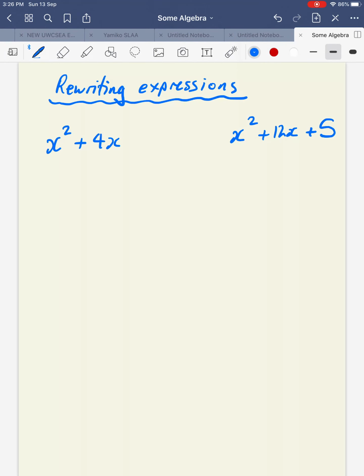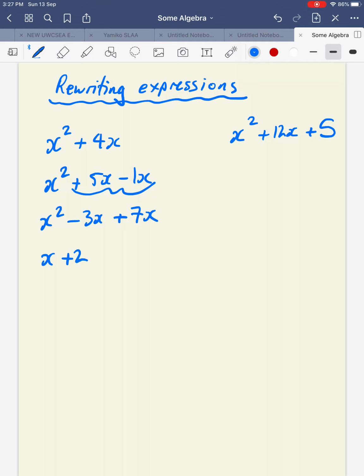Sometimes we just want to rewrite algebra expressions just because, and here's one way of rewriting this. This could be x squared plus 5x minus 1x. And you see that still gives us the x squared plus 4x, or x squared minus 3x plus 7x. Okay, so you could rewrite expressions in many different ways. One very famous way of rewriting this is actually as a square.